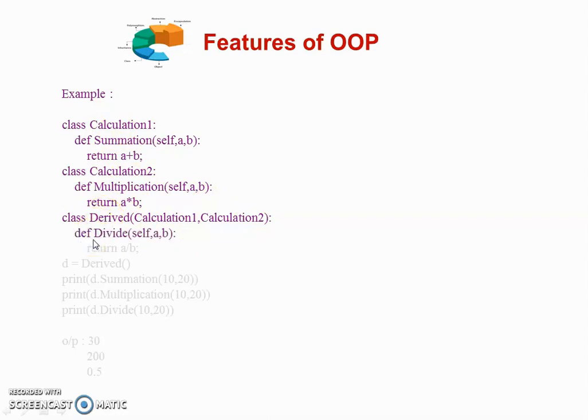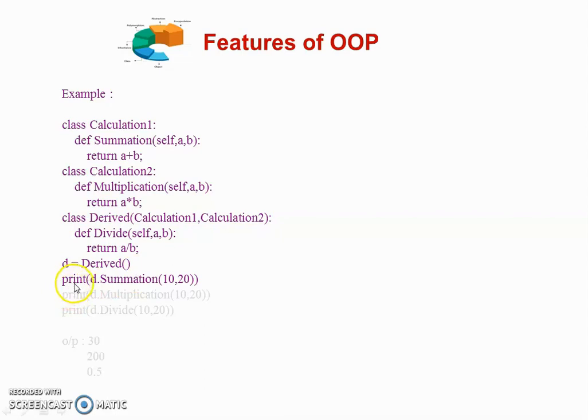Then we write the derived class's own method, the divide method, in which again we pass the two parameters and define the formula for division, which returns a divided by b. Then we created the object of the derived class, or child class, as d is equal to Derived with opening and closing parentheses, and we can call the methods of Calculation1 and Calculation2 using the object of the derived class, because we know that the derived class is inherited from Calculation1 and Calculation2.